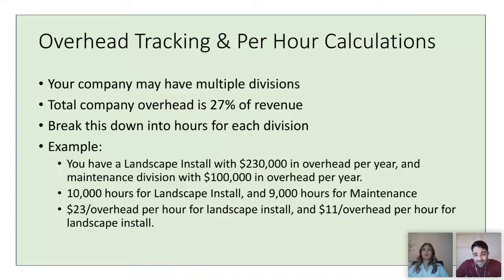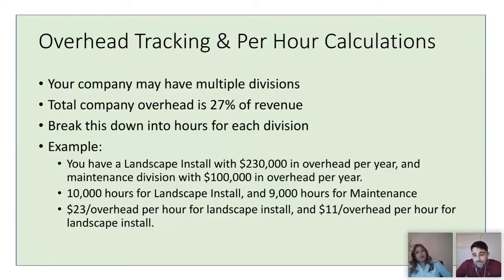There are a couple of things you should know based on your financials: that your overhead for the year was $230,000 for your landscape install, and for your maintenance division, it was $100,000, right? So you have the amount that you had to spend on your overhead expenses. You also have the total hours for each division. So 10,000 hours for landscape install, 9,000 hours for maintenance.